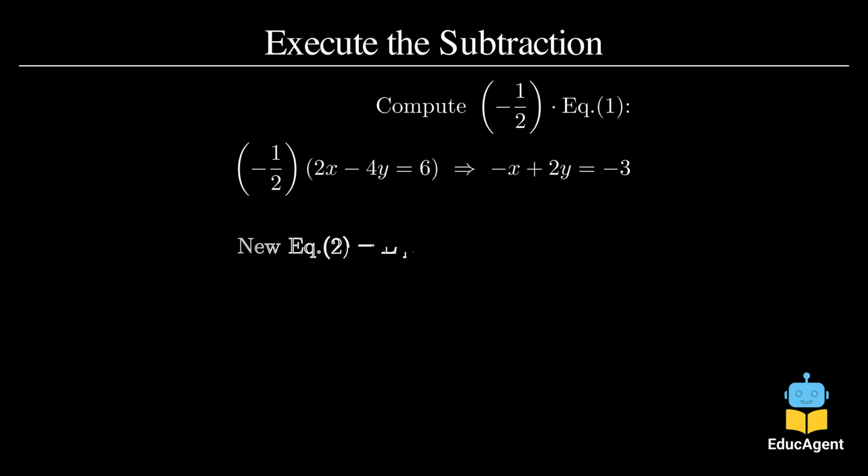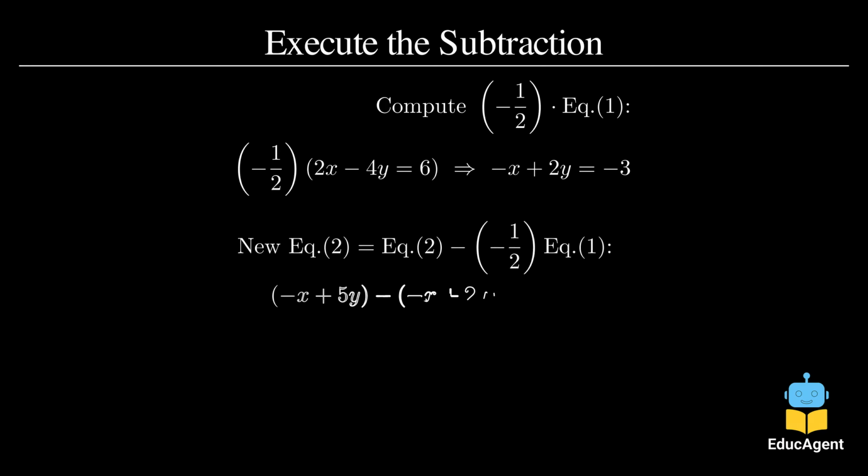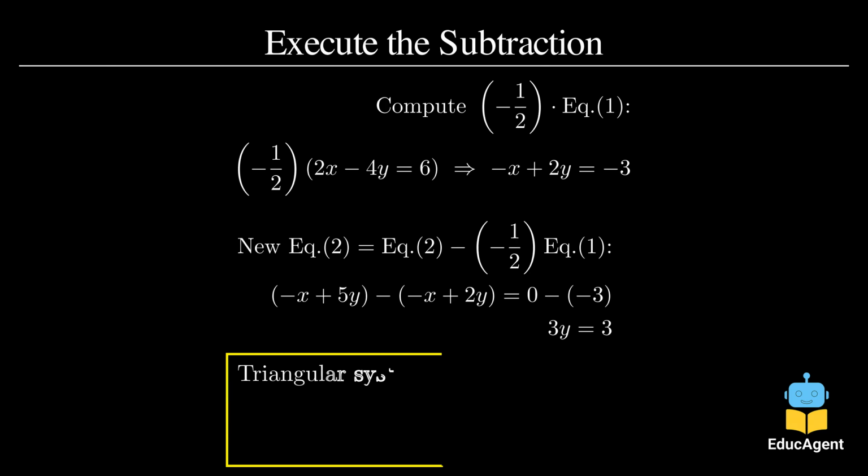Now subtract the scaled equation from equation 2. Watch the x terms. Negative x minus negative x becomes 0, exactly as planned. Great. Now the system is triangular. The second equation involves only y, so we solve it first.